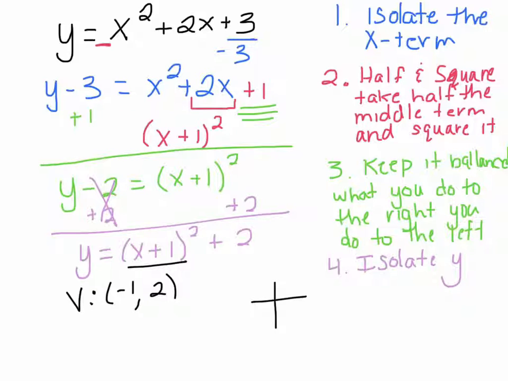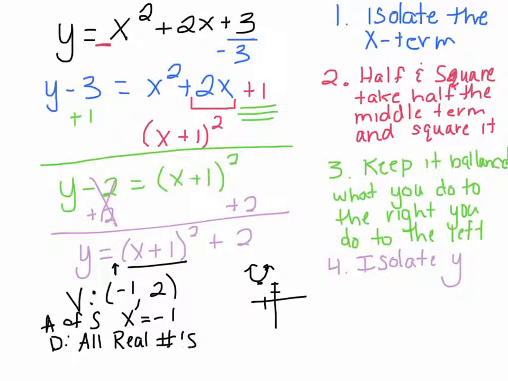So if I did a simple sketch of -1, 2, knowing that this is positive because this number right here, there is nothing, so it's going to go up like this. So I can state some other things. The axis of symmetry is x equals -1. The domain is all real numbers. The range is going to be y, and because everything is greater than that vertex, it's greater than or equal to.